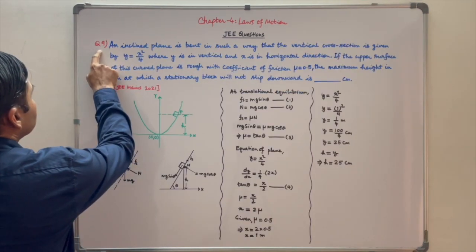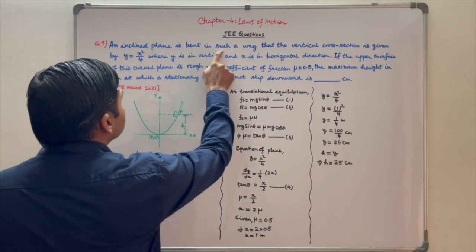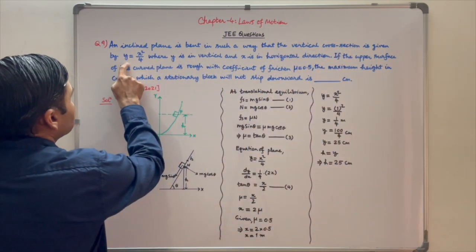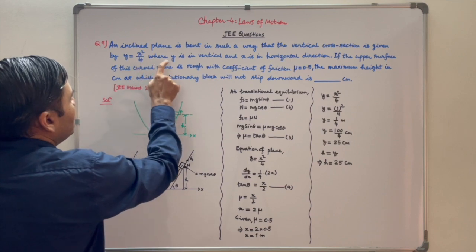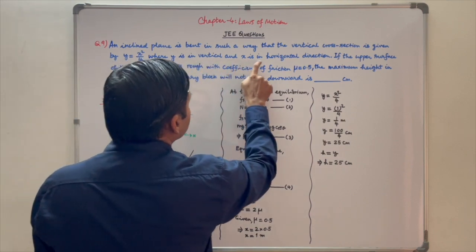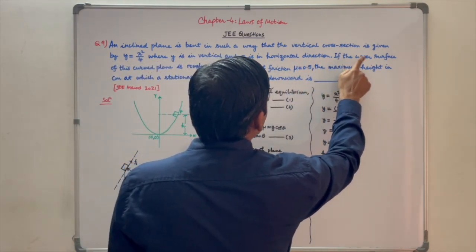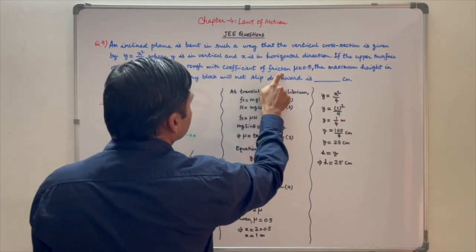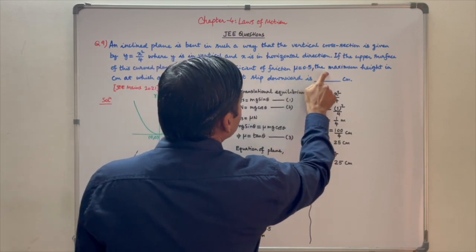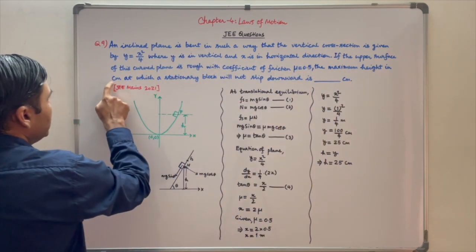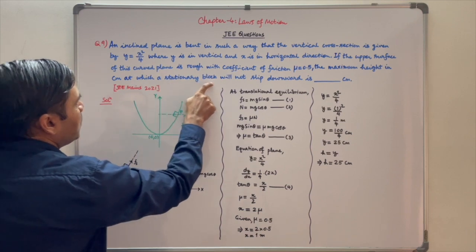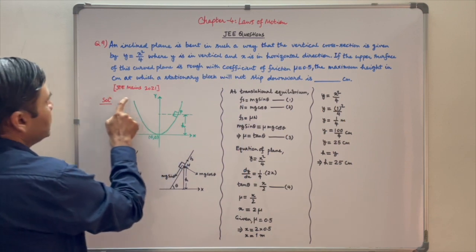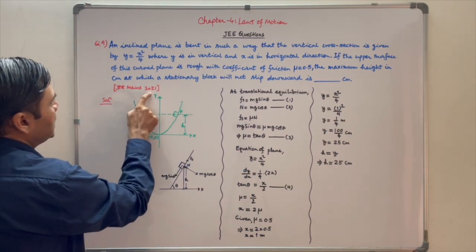Ninth question, an inclined plane is bent in such a way that the vertical cross section is given by y is equal to x square by 4, where y is in vertical and x is in horizontal direction. If the upper surface of this curved plane is rough with coefficient of friction mu is equal to 0.5, the maximum height in centimeter at which a stationary block will not slip downward is dash centimeter. This question was asked in JEE Mains 2021.